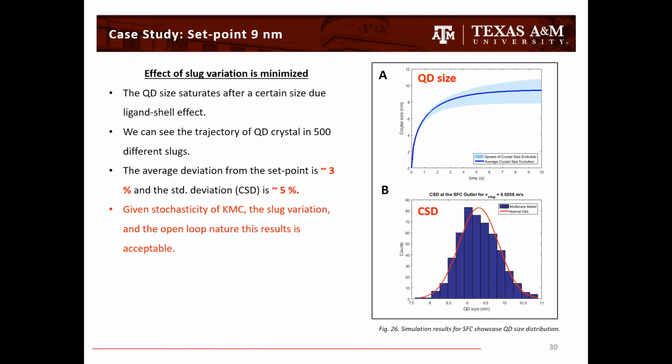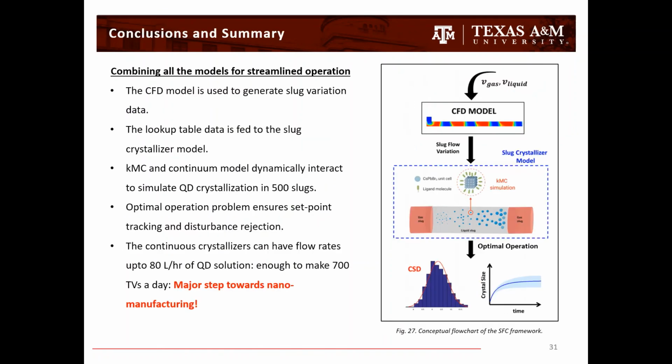Finally, to conclude and summarize our work, basically we have a CFD model which helps us model the slug flow variation and feed this variation data to a crystallizer model which uses a KMC simulation to finally give us crystal size distribution and crystal size evolution. We also have an optimal operation problem which minimizes the disturbances and ensures set point tracking for our quantum dots. And with this, I would like to end my presentation.